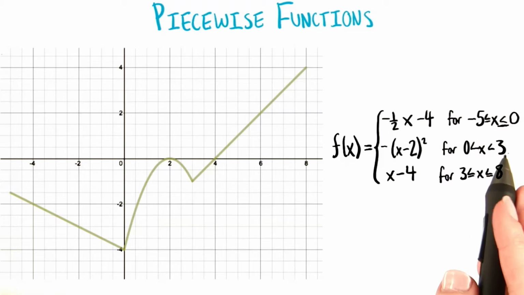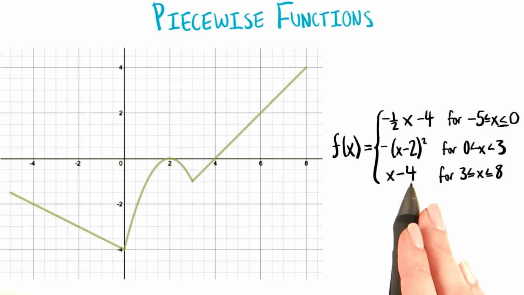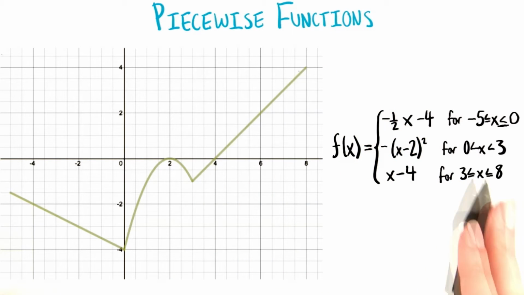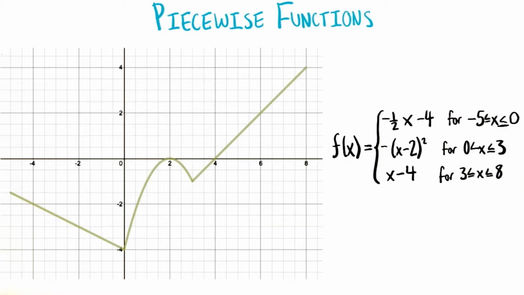We could do the same thing with x equals 3. Right now we can see it's contained in the f of x equals x minus 4 portion, this line right here. We could instead include it in the parabola if we just made x is less than or equal to 3 instead of x is less than 3, and if we just switched this to a less than sign.